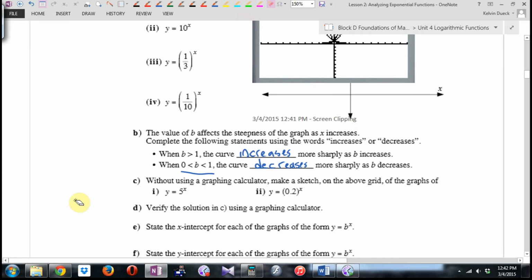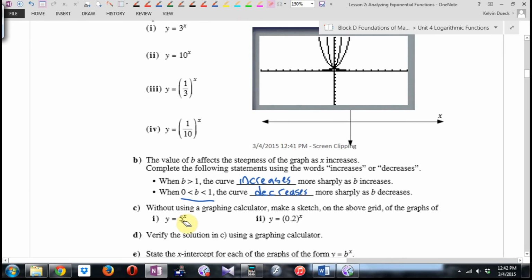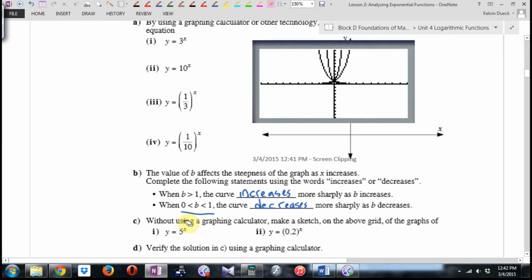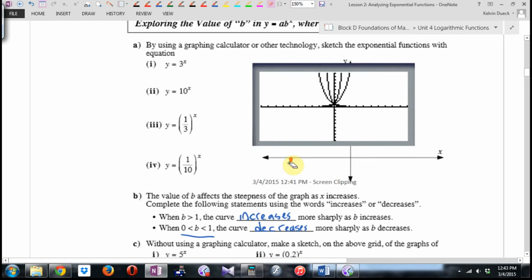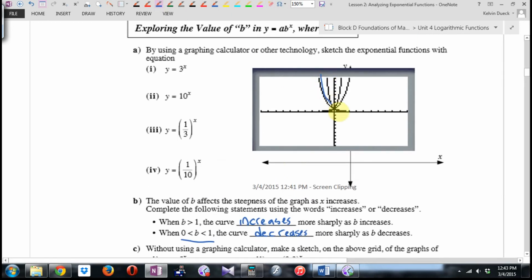So it says, without using a graphing calculator, make a sketch of 5 to the x. You don't need to, but I'm telling you, 5 to the x would be between 3 to the x and 10 to the x. I'm just walking you through it. And 0.2 to the x, which is between 1/3 and 1/10. I'm telling you, it would be somewhere in there. We're going to get more specific, but for now, we're going to use the technology.